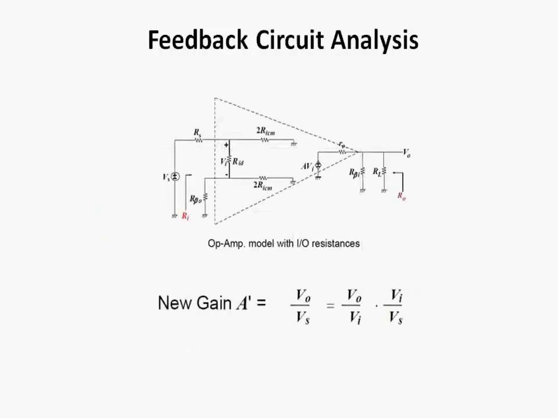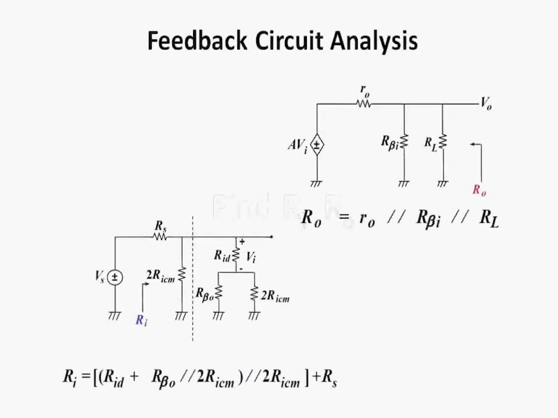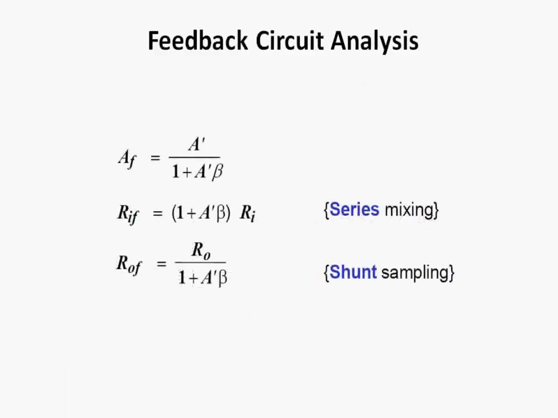To get the equation of Vout over Vs, the gain of the A' circuit, we simply multiply the two equations we derived earlier together. We can also derive the equations for the input resistance and output resistance easily, based on the circuits of the input and output side of the A' circuit as shown. With all the equations derived so far, we will be able to find the new closed-loop gain AF, input resistance RIF, as well as output resistance ROF of the feedback amplifier.